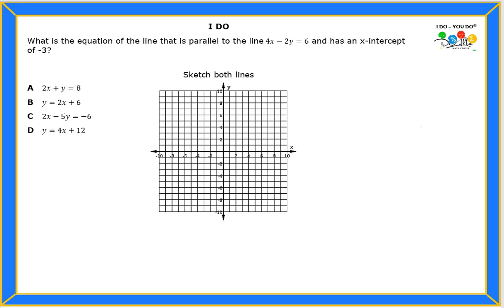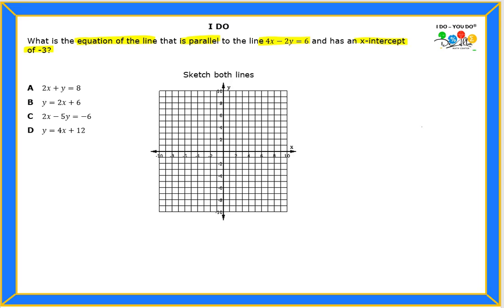And it says, what is the equation of the line that is parallel to the line 4x minus 2y equals 6 and has an x-intercept of -3? Okay, so what are we looking for? Well, we're looking for an equation of this line. And what do we know about this line? Well, we know that it's parallel to this other line. And not only that, but it also has an x-intercept of -3.